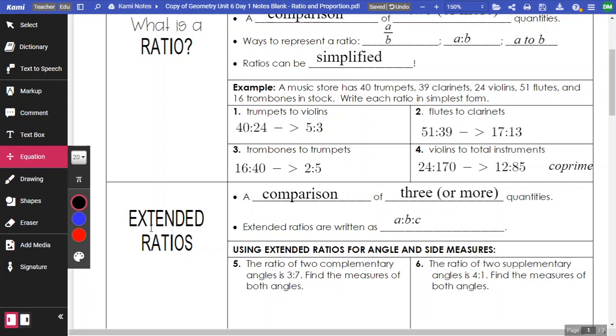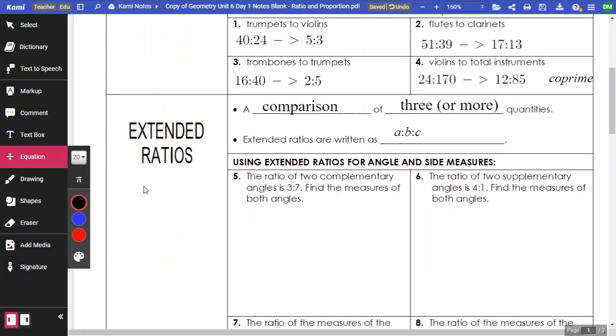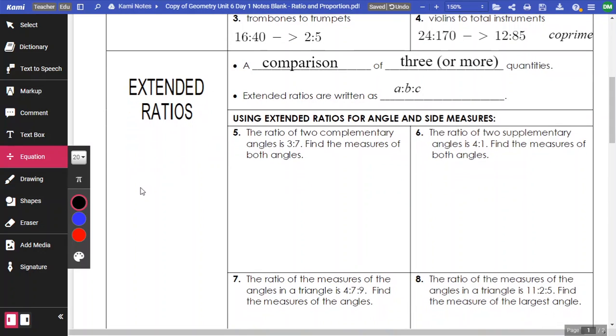Okay, so let's use these extended ratios for solving some problems using equations, I guess I should say. So let's see. Number 5, the ratio of two complementary angles is 3 to 7. Find the measures of both angles. So first off, we need to remember complementary angles add up to what? Okay, complementary angles add up to 90 degrees. Supplementary add up to 180 degrees. They're in alphabetical order. So I know that these two angles are going to add up to 90 degrees.